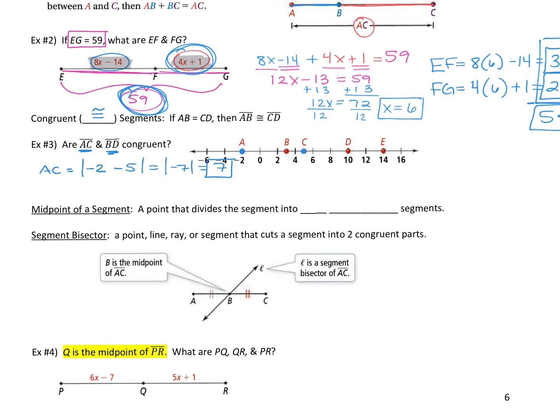What's BD? Absolute value of, B is at what? 3. D is at 10. So you get the absolute value of -7, which is 7. Right? Are those two segments congruent? Yes. Why? They both equal 7. They're equal in length, right? So they are congruent. So here's how you write it. You say segment AC is congruent to, okay, so the little equal sign with the squiggle over top is congruent to segment BD.